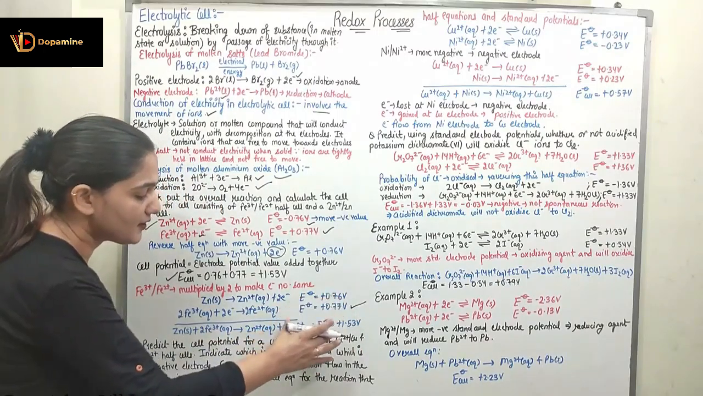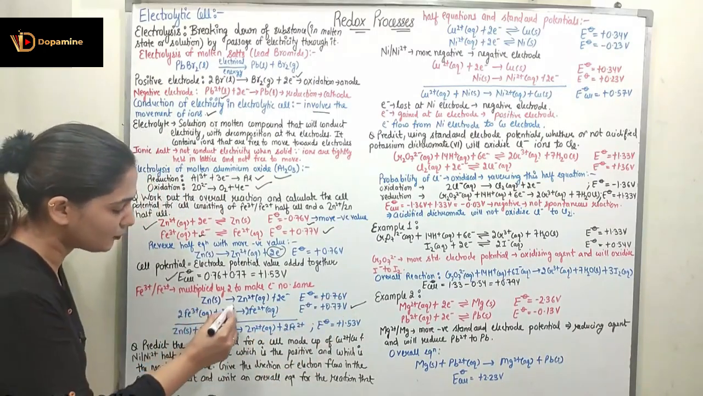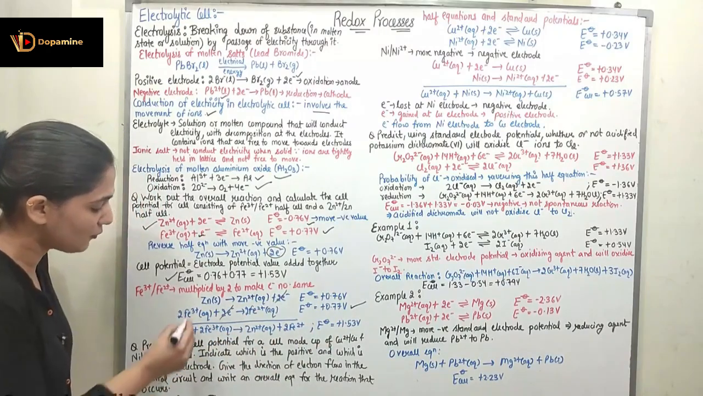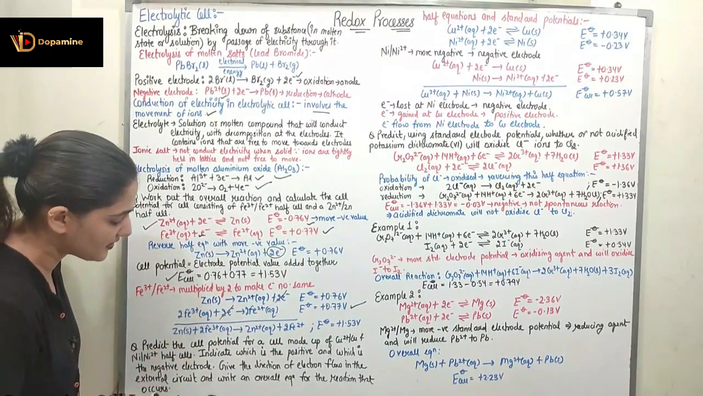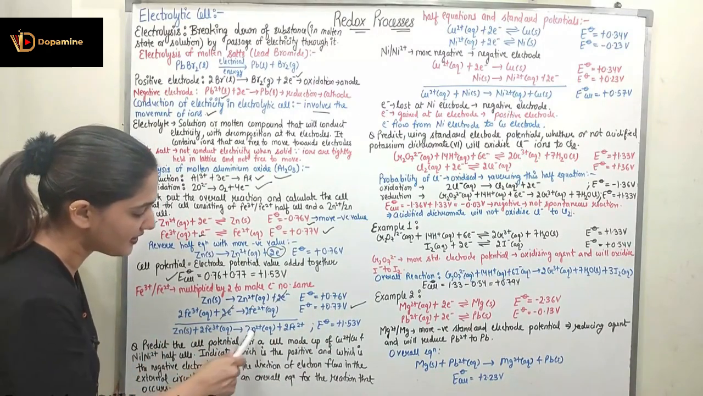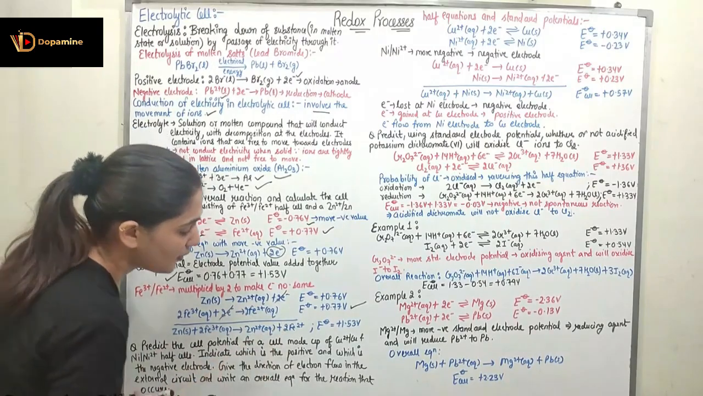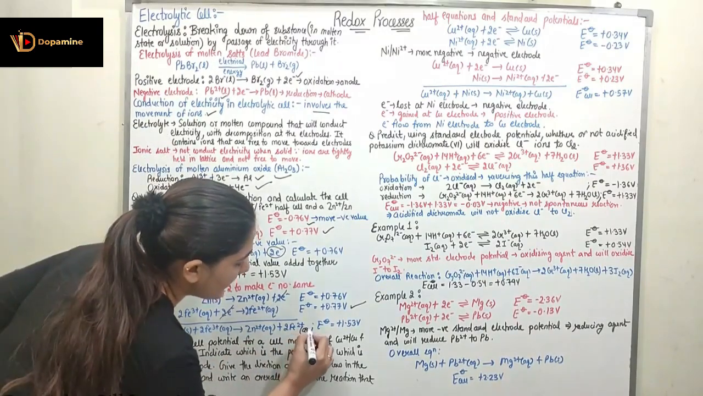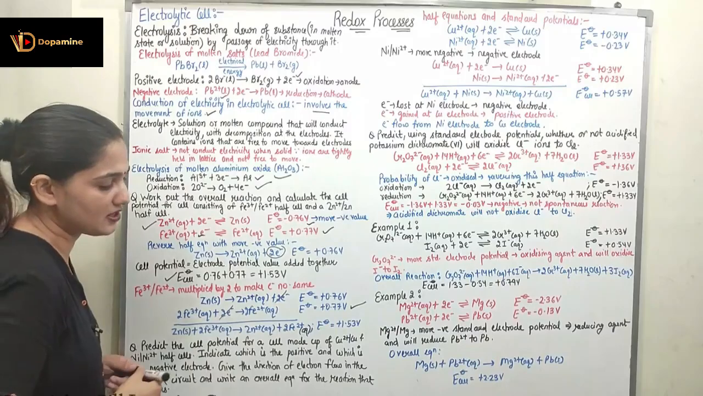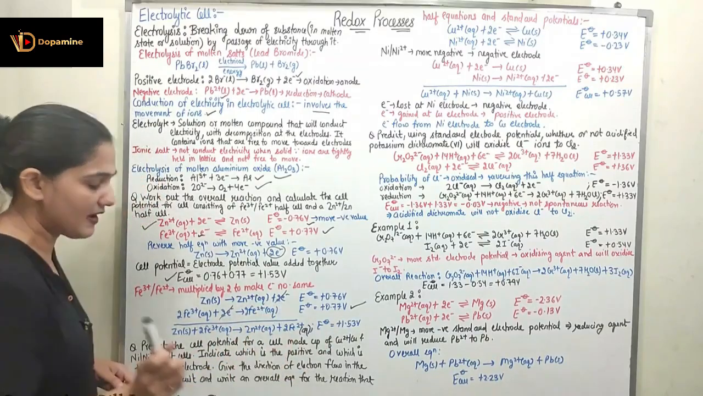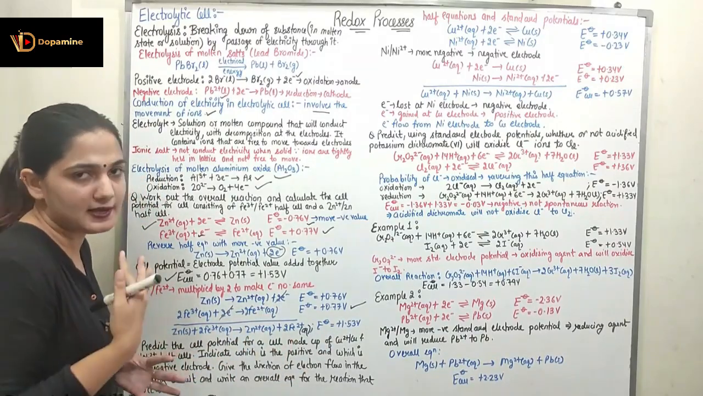So now the overall reaction would be, the 2 electrons and the 2 electrons will get cancelled out, and the overall reaction would be Zn(s) + 2 Fe3+(aq) gives Zn2+(aq) + 2 Fe2+(aq), right? And the total overall electrode potential would be the same, plus 1.53 volt, right? So in this manner we can solve this question.